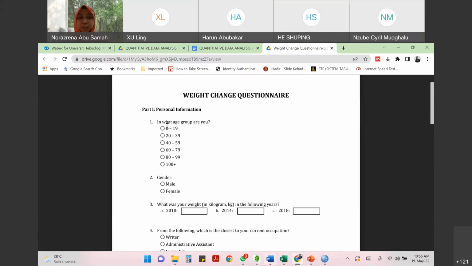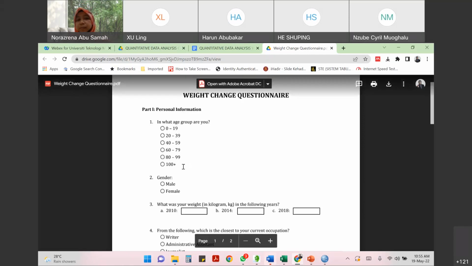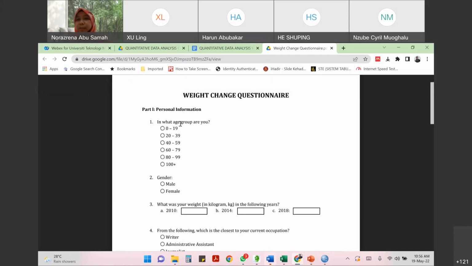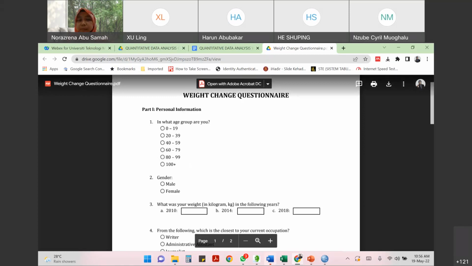For this question, in what age group are you? Look here. It is about age, but it was ordered, and has a category for this. So, what do you think the measurement scale is for this data? Anyone can answer? Category. There is no measurement scale called category. Specifically, what is it? There are 4 measurement scales. It's not nominal. Okay, it is ordinal, because you order it.